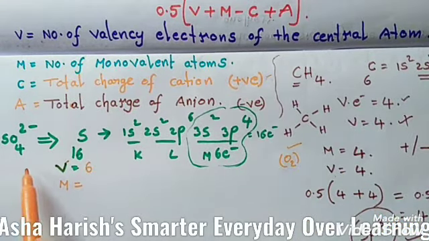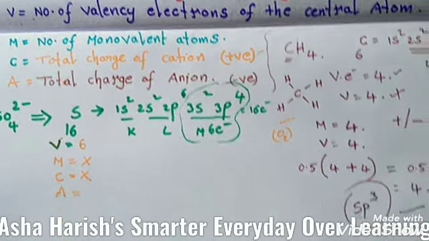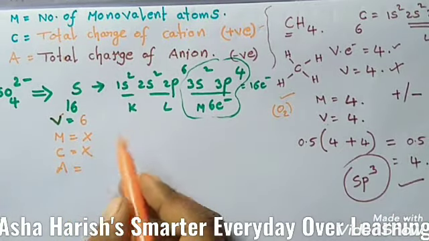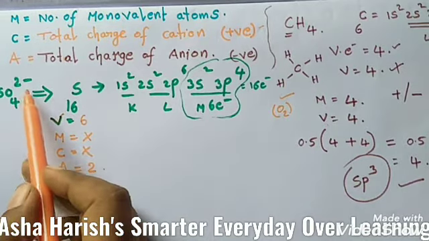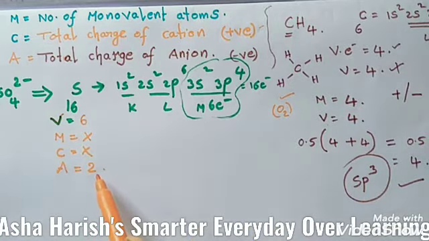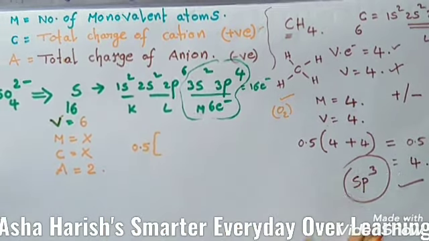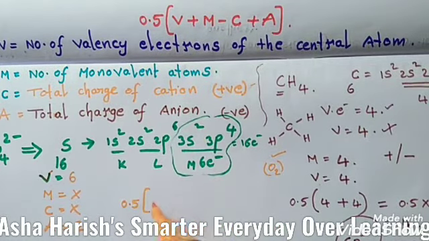So coming to monovalent atoms, here there is only oxygen, so you can ignore this M. Why? Because there are no monovalent atoms. Okay, anion charge here is 2-, there is no cation, so simply you can ignore this C also and you can take A. A means the charge of the anion is 2 here. Here -2 is there, then students you need to ignore that sign. Then simply you can write here the number 2.